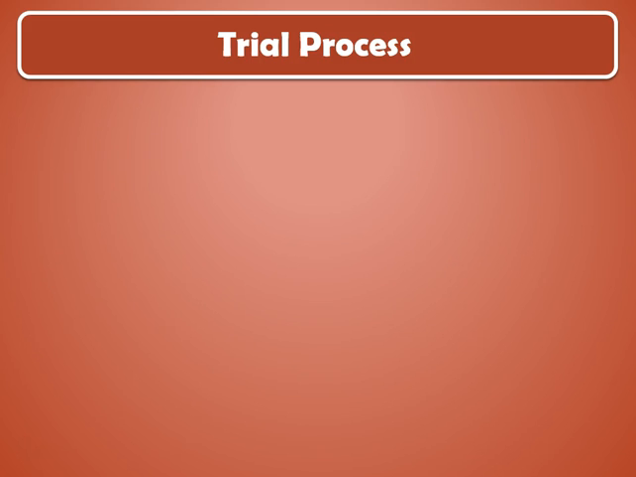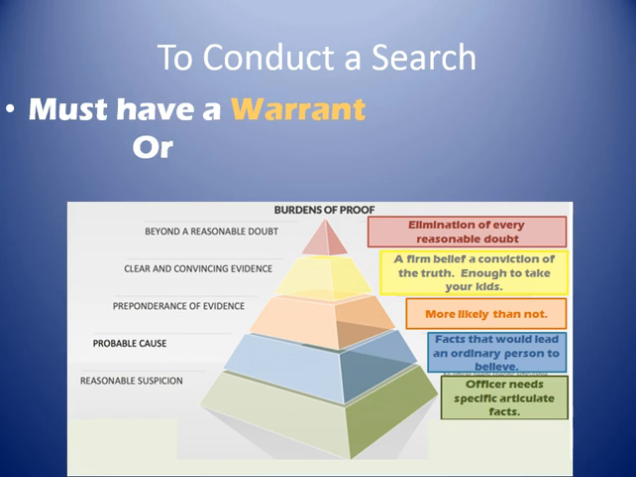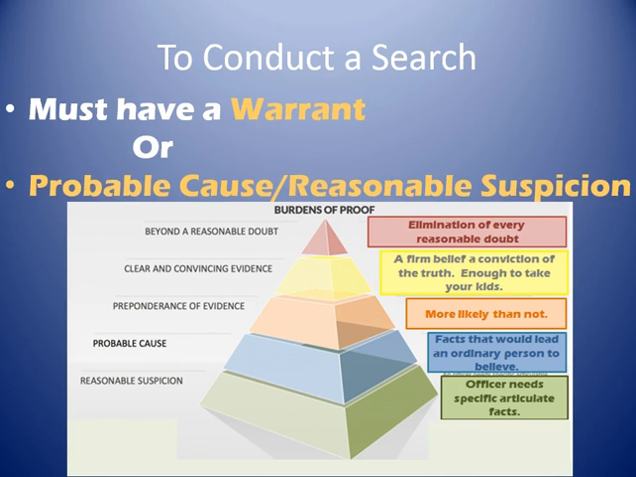Next, we'll take a look at the trial process. So how does a trial actually work? Even before the trial begins, we have to collect evidence, and in order to collect evidence, you have to have a warrant. And in order to get a warrant, you must have some evidence that something was done. Or if you don't have a warrant, you have to have what is known as probable cause or reasonable suspicion.